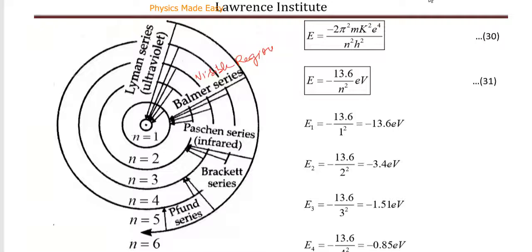And this is Paschen series. Paschen series is from higher level to third level, from fourth to third, from fifth to third, from sixth to third. And the next is Brackett series. In this case, from higher level to fourth level, fifth to fourth, sixth to fourth, and then Pfund series. And Pfund series is formed when an electron falls from sixth level to fifth level. So in this way, we have got a sequence of series.